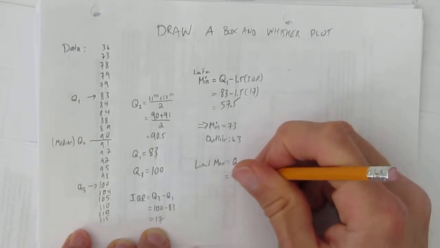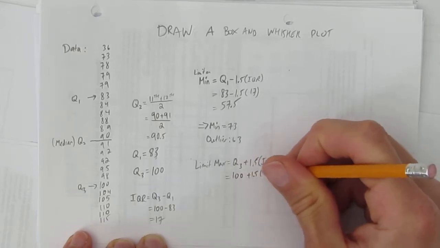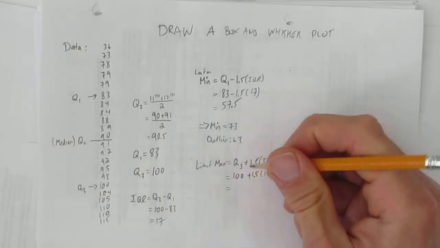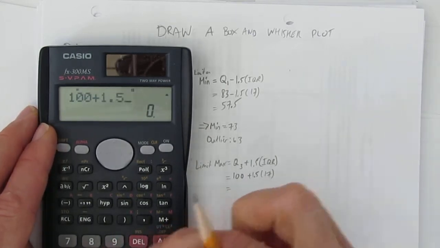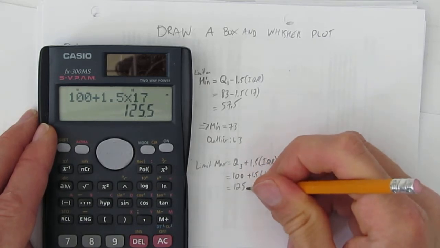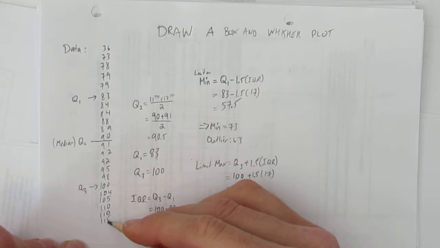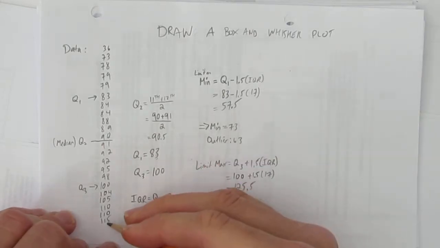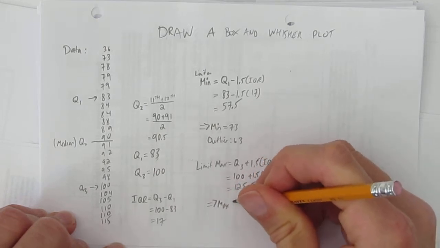So the third quartile boundary was 100 plus 1.5 times 17. And we get 125.5. And that's good. That 115, everything's lower. So we can actually use this as the max. That means the max is 115.